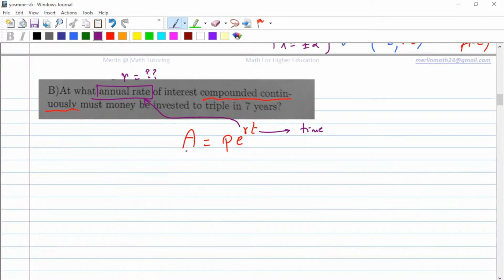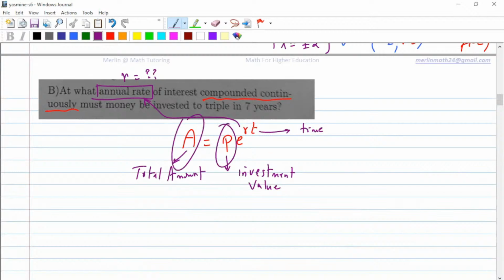Now what is A and P? A is the total amount after investment, so A stands for the amount. Now what is P? P is the value of investment, the investment amount. P stands for principal or present value that you started with. So do we have numbers for those?